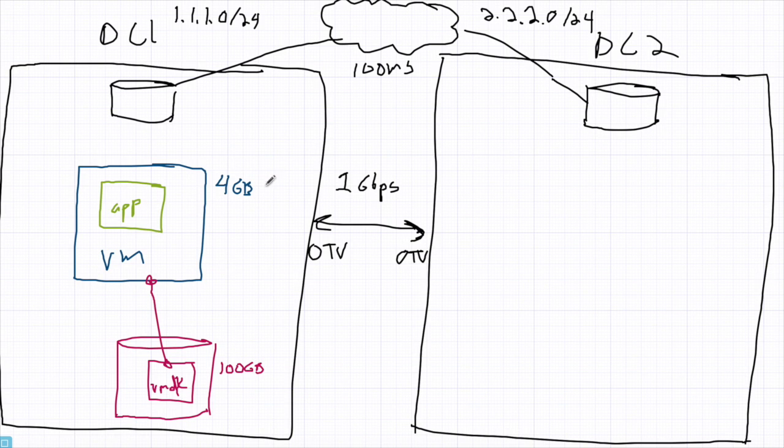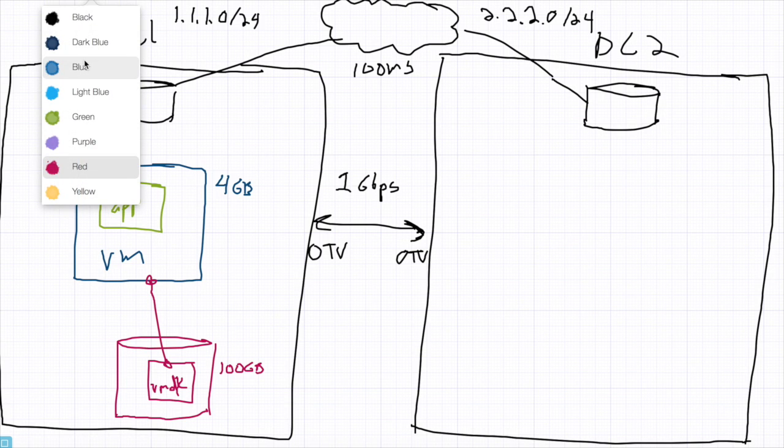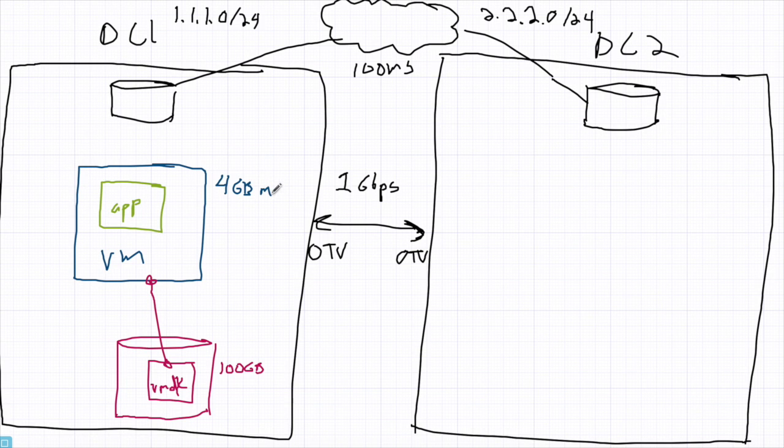So 4 gig of memory and 100 gigabytes of storage. Let's say we want to do a vMotion from one data center to the other. First of all, this assumes that we have layer 2 connectivity, layer 2 adjacency through OTV or dark fiber or something between these two data centers.